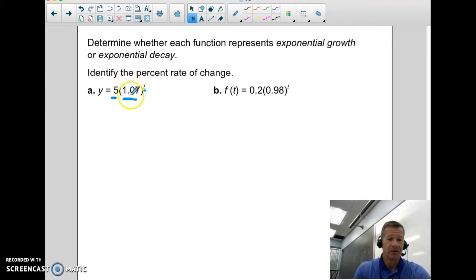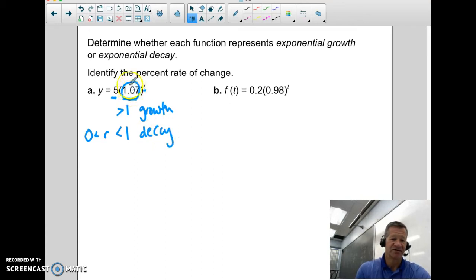So now, what you want to look at is this base of the exponent right here, 1.07. If that number is greater than 1, then we have growth. If that number is less than 1, or let me rephrase, between 0 and 1, then we say that it is decay. Well, certainly 1.07 is greater than 1, and therefore we have exponential growth.